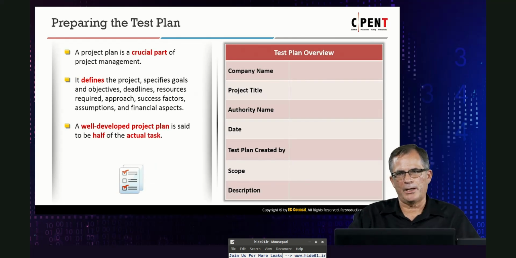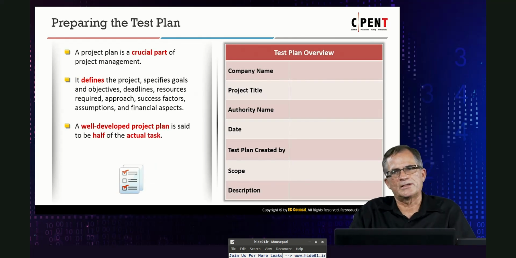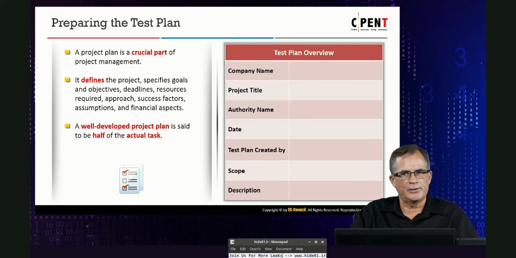Now we got the project plan, we got everything ready, now we got to define the goals of the project. Well, that's your project plan. Once we got our project plan in place, we start identifying the actual approach, what our assumptions are, and the financial aspects. And a well-developed project plan is said to be half of the actual task. If you get a project plan in place and it's solid, you'll be able to follow a systematic set of processes and procedures that's going to give you a common output. And it doesn't get any better than that.